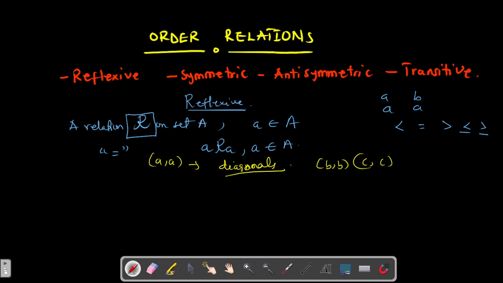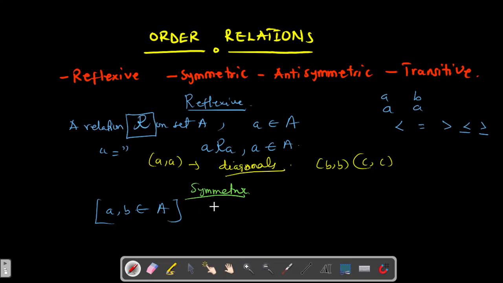Let's talk about the symmetric relationship. What do you mean by symmetric? When do we say two numbers are connected by the symmetric property? Again, a relation R on a set A. Now, I'm going to say that a, b are members of the set A. So I've extended it. So a, b, these are members of the set A.